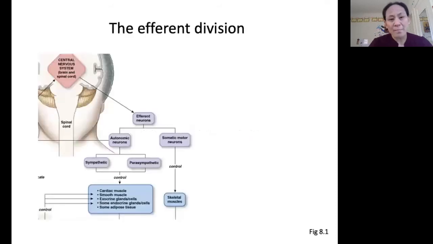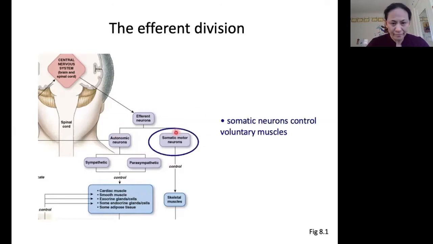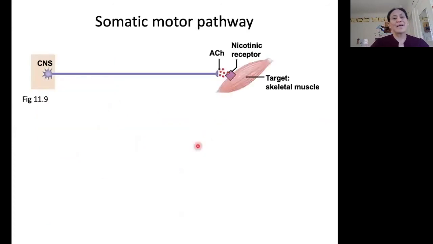Okay, I want to start by reminding you of the structure of the efferent division and its function. Remember that the efferent division is carrying signals out from the central nervous system to various target tissues in the body. So far we've been focusing on the autonomic division, which controls our internal state. But now I'm going to focus on the somatic motor division, which controls our voluntary muscle movement. So let's start by looking at the circuitry of the somatic motor pathway.